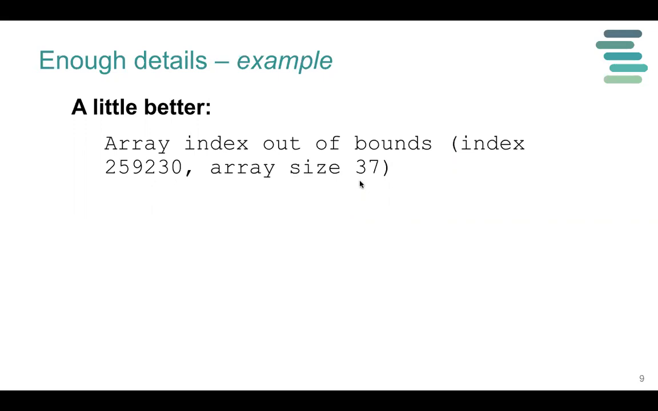For example, that array size looks reasonable. The index does not look reasonable. So it's a guess that maybe this piece of data was corrupt somehow. It might give you a hint to narrow down the problem, but it's really not very much information.